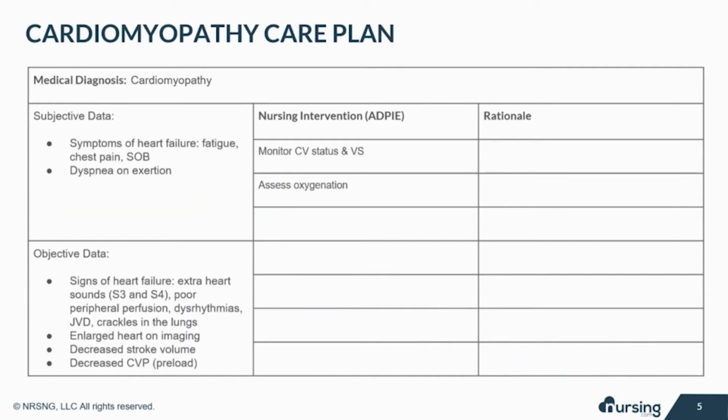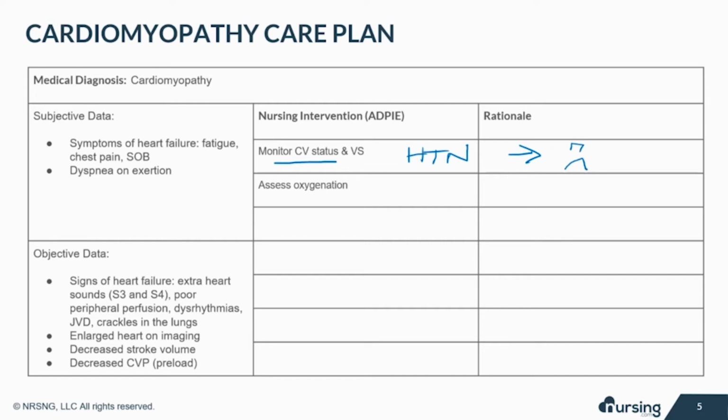Okay, let's take a look at some of the nursing interventions important for a patient with cardiomyopathy. Monitor cardiovascular status as well as vital signs. Cardiomyopathy can mimic heart failure and is often caused by hypertension. It's super important to monitor the patient's cardiovascular status and vital signs to determine any signs of decompensation.